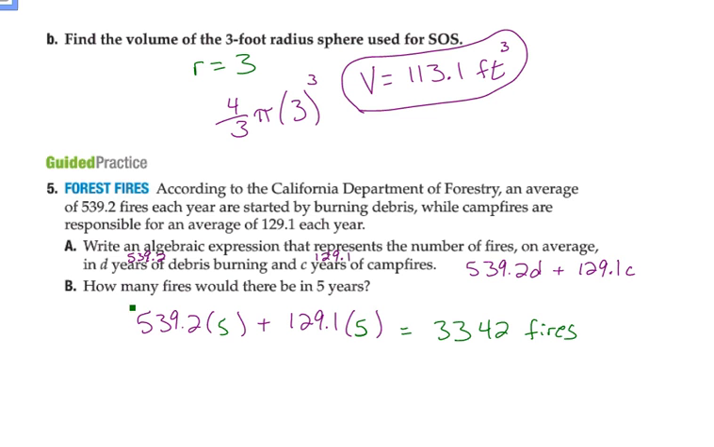Now, it says how many fires would there be in 5 years. So we're actually going to substitute that 5 in for both of them because it's representing the same amount of years. We're just multiplying it by a bigger number because of those debris here. You did end up with 3,341.5. Well, we can't really have half of a fire, so we're going to round that up to 42.